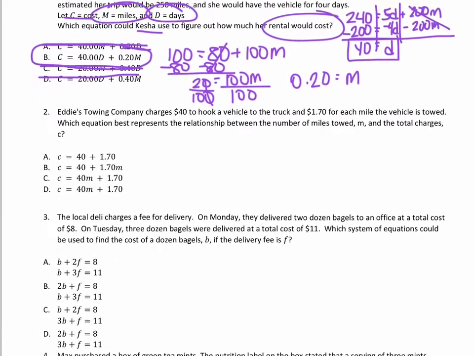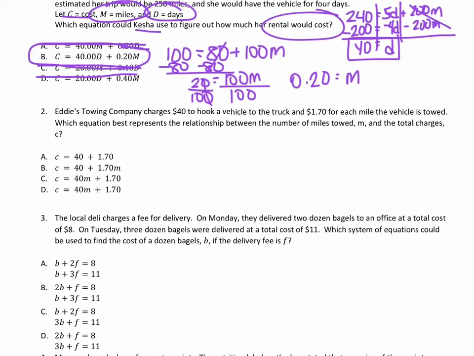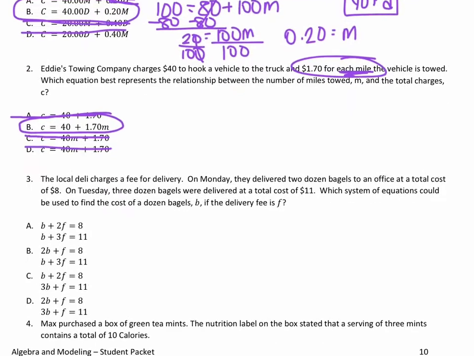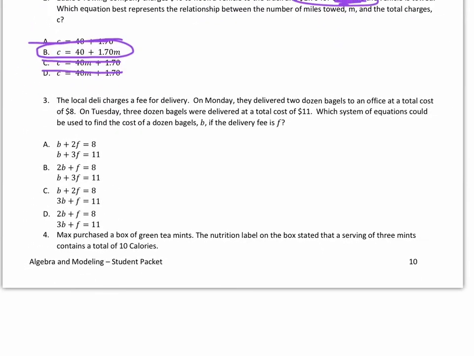Number 2, Eddie's Towing Company charges $40 to hook a vehicle to the truck. And so that means you walk in and you pay $140. Doesn't matter anything else. So the last two are wrong. Then they charge $1.70 for each mile. So the first one's wrong because I'm not multiplying that $1.70 by anything. And which equation best fits? B. Those are more like what you're used to.